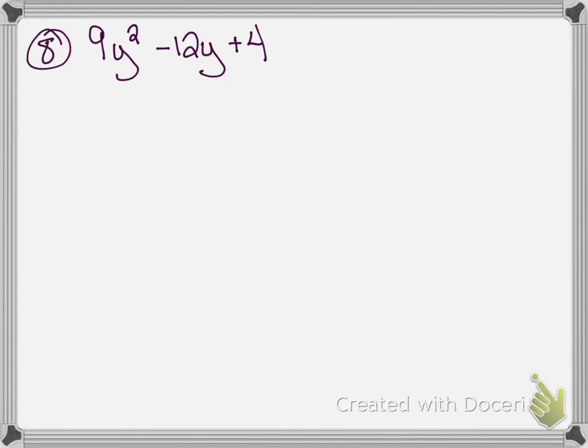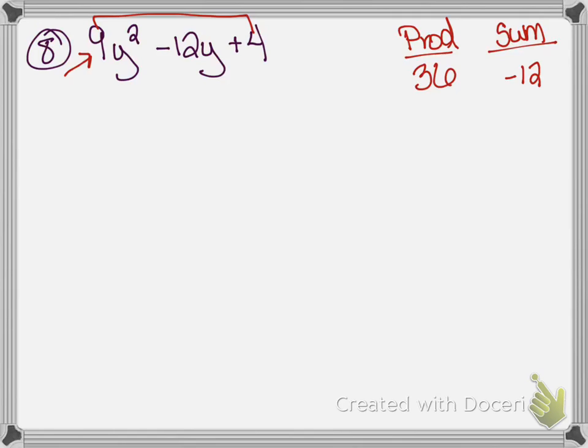Okay? So, I have a number right here. 9 is in front of my y squared. What do I do to get my product? Good, excellent. I multiply my a and my c value. So 9 times 4 is 36. Good, and that's a positive number. Okay, what's my sum? Excellent, negative 12.